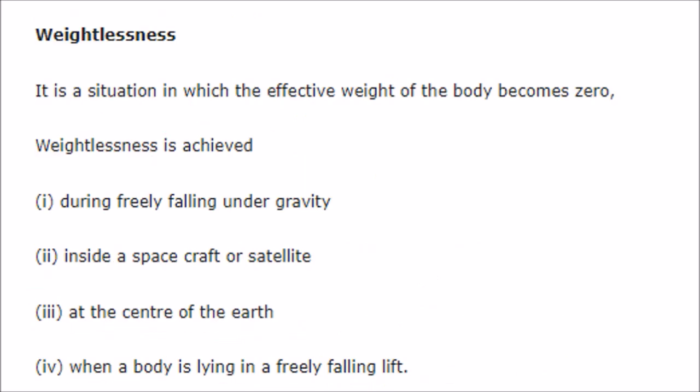Weightlessness. What is the weightlessness situation? You might have seen the astronauts, they are just floating around. So they are feeling no or less weight. This is a situation in which the effective weight of a body becomes zero. How is this weightlessness achieved? When you are falling freely under gravity, when you are inside a spacecraft or a satellite, if you happen to reach the center of the earth, and when a body is lying in a freely falling lift.